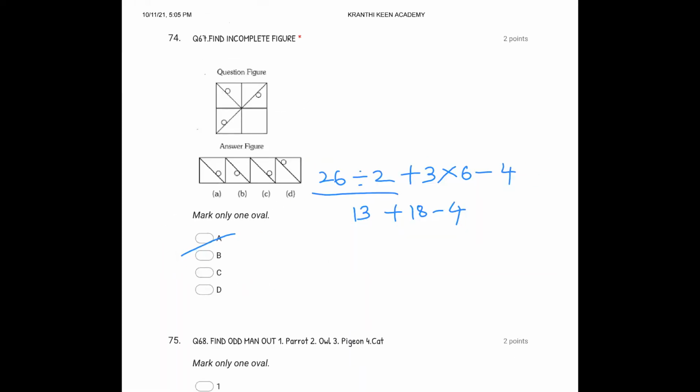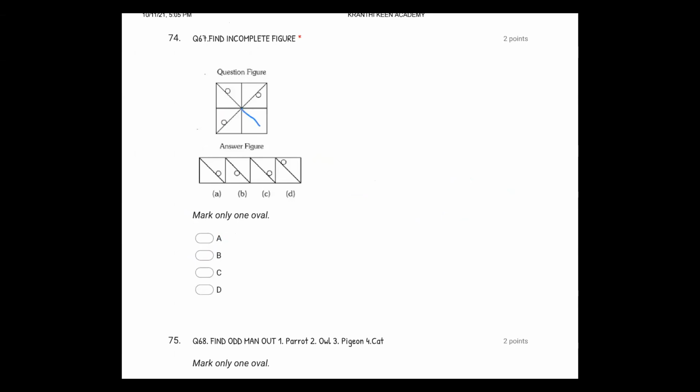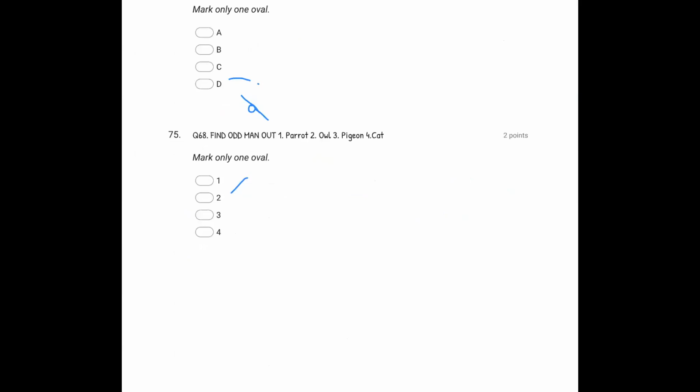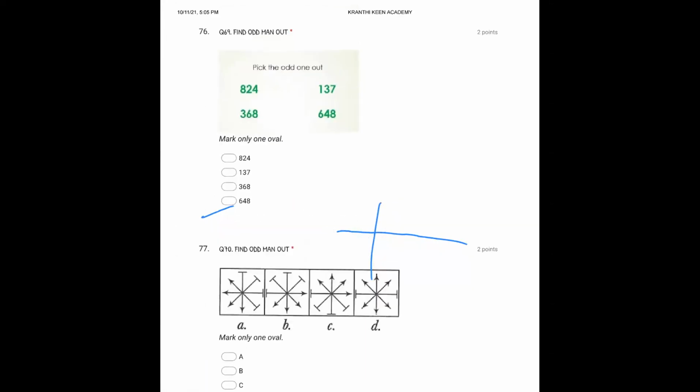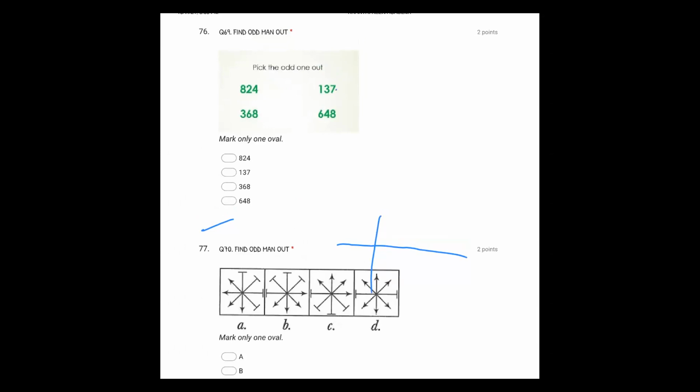Next is the incomplete figure. Incomplete means you have to complete. Here this is the side we are getting. Means in the option if you observe, B. And then find the odd man out. Parrot, owl, pigeon, cat. Cat is the answer because all are birds and cat is not. And next here pick out the odd man out. 824, 368, 137 and 648. For this, first you have to take out the even and odd. Here odd is 137, the answer.